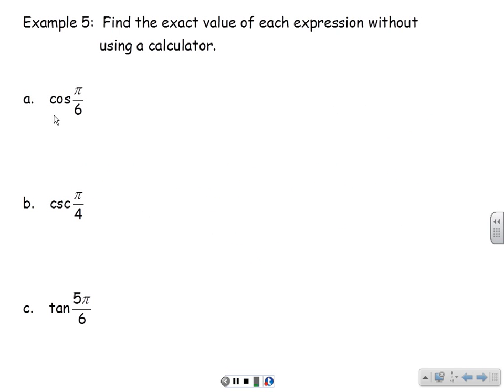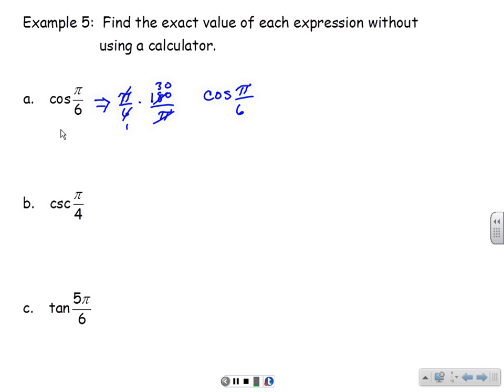Alright, so cosine of pi over 6. We just did that conversion, but we'll do it again. Pi over 6, converting it to degrees, we know that that's going to be 30. So cosine of pi over 6 is the same as cosine of 30 degrees.